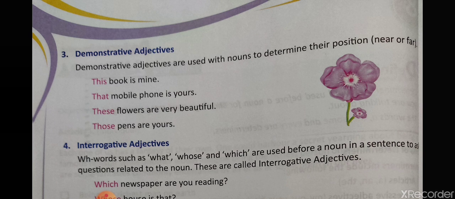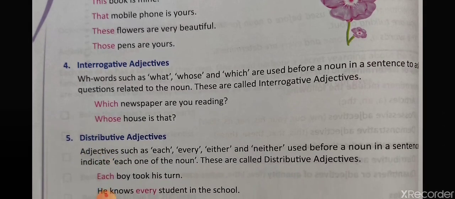Next one is interrogative adjectives. With the word interrogative, we can easily find out that we are talking about question words. Whose, what, which. These are the words that are interrogative adjectives. So words such as what, whose, which are used before a noun in a sentence to add questions related to the noun. Next one is distributive adjectives.